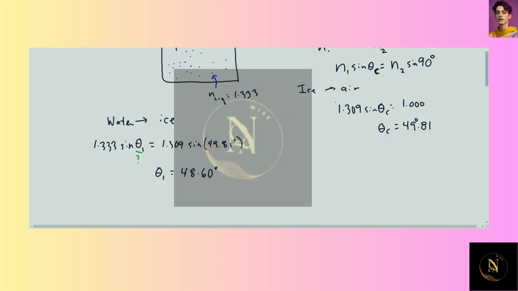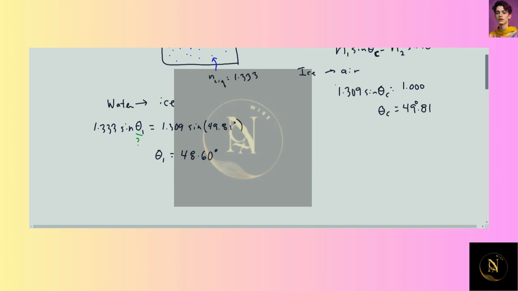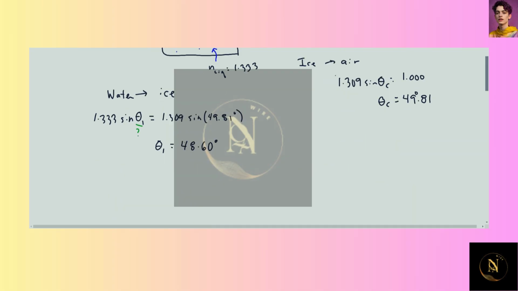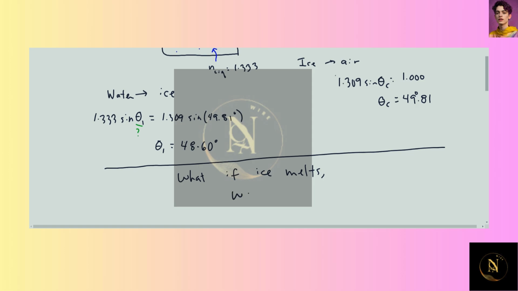Okay, and then we can also ask, what if the ice melts? Would we be able to see anything different? Well, it turns out that without that ice layer there, your critical angle will then become the 48.6 degrees. That is, the water-air interface will create that critical angle. And we can go ahead and show that. What if the ice melts? So there's only the water-air interface.